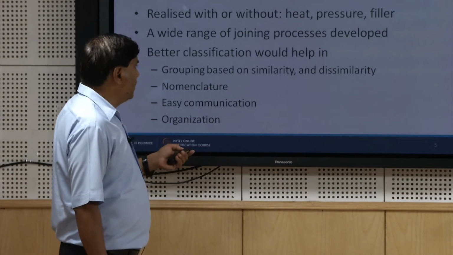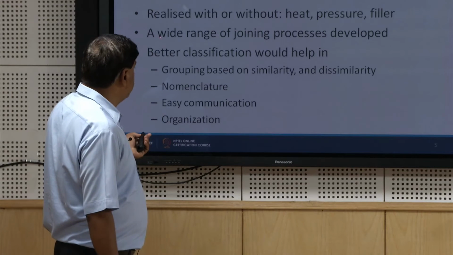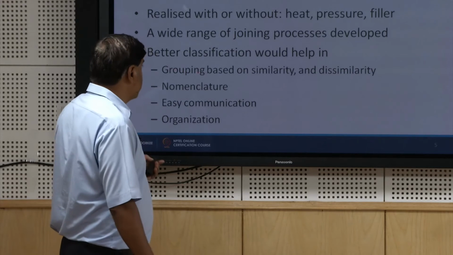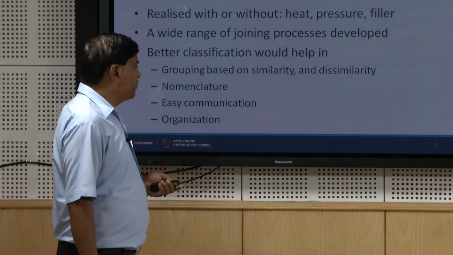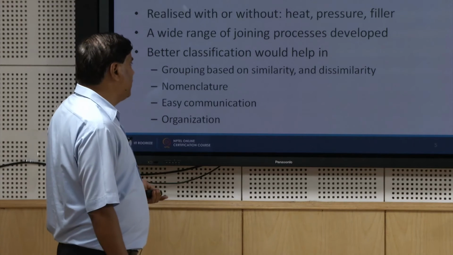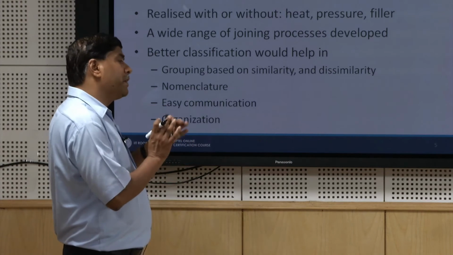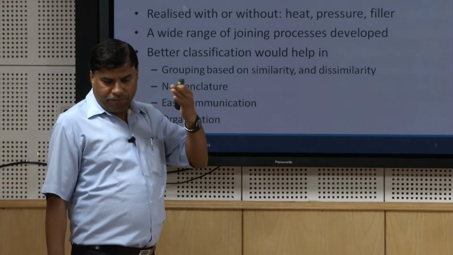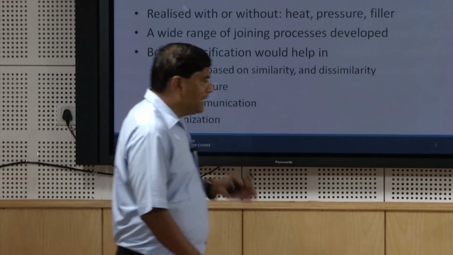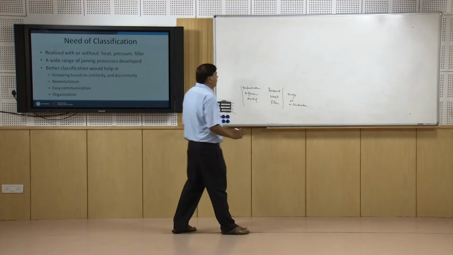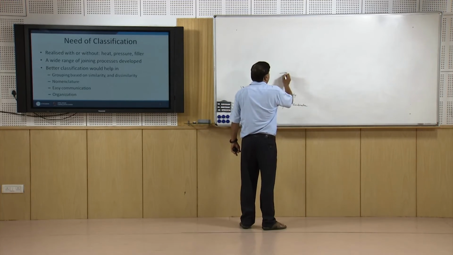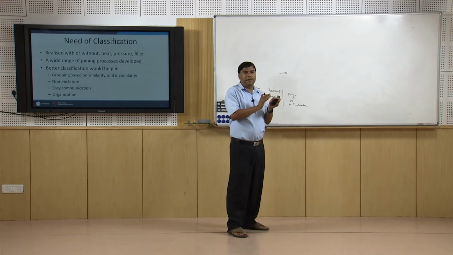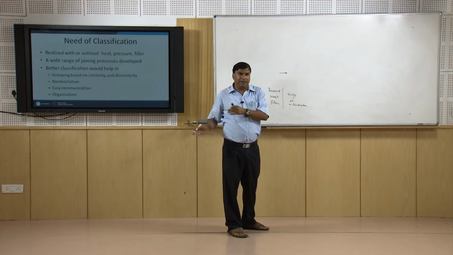Since these are the three fundamental features which may be involved in one or other joining process, and since there is a very wide range of joining processes, we need to see how the grouping of the different processes can be done. That is what is called classification. As far as the need for classification is concerned, we need to see how the different processes can be grouped at one place based on their fundamental similarity or dissimilarity.